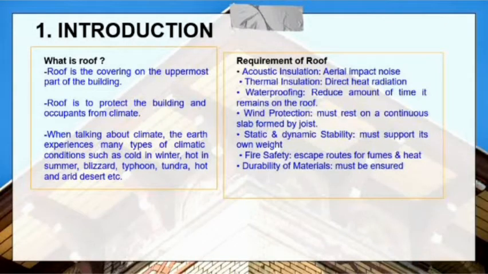Introduction. What is a roof? A roof is the covering on the uppermost part of a building. A roof protects the building and occupants from climate, such as cold in winter, heat in summer, blizzards, typhoons, tundra, and hot and arid desert. Requirements of a roof: acoustic insulation, thermal insulation, waterproofing, wind protection, static and dynamic stability, fire safety, and durability of materials.